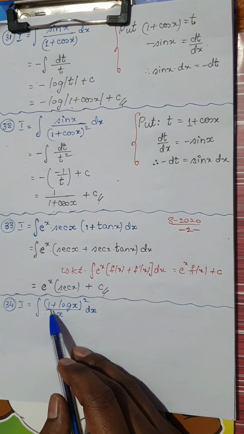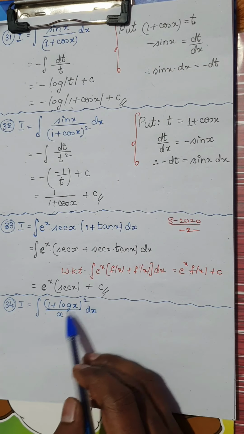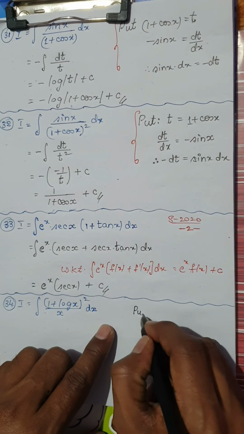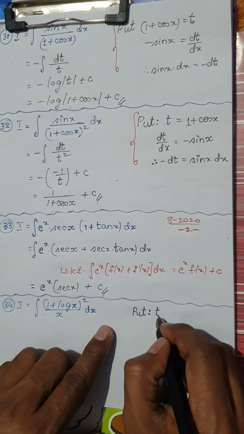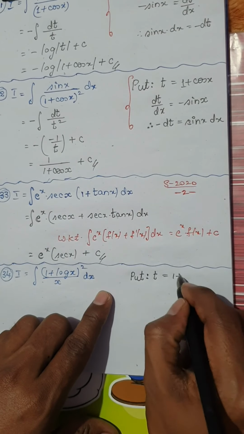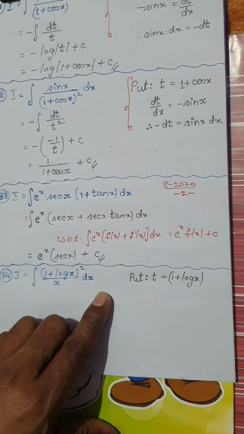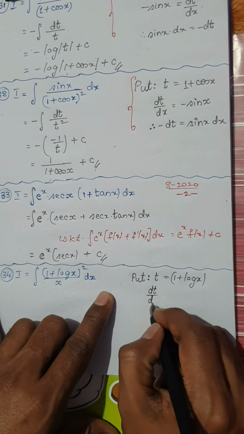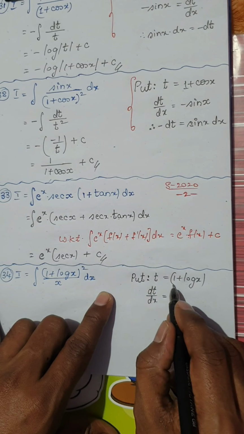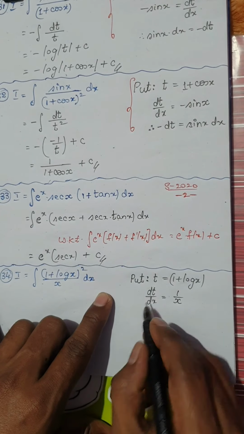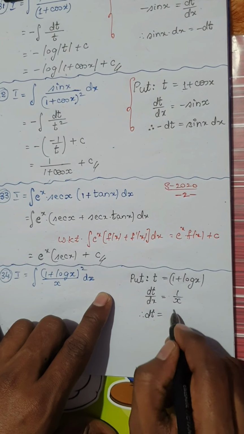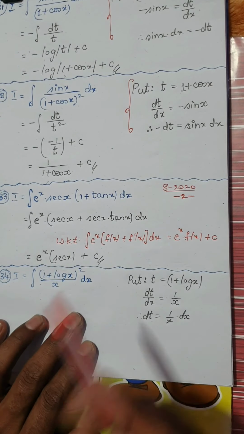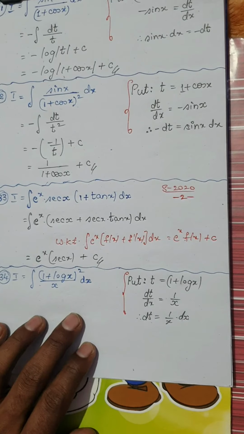The next question we have is the integral of (1 plus log x) whole square divided by x dx. Okay. So this follows the substitution process. I will put t as 1 plus log x. If you differentiate, you will get dt by dx is nothing but 1 is a constant, derivative of log x is 1 by x. Therefore, your dt would be 1 by x into dx. So this is the substitution part I am keeping aside.